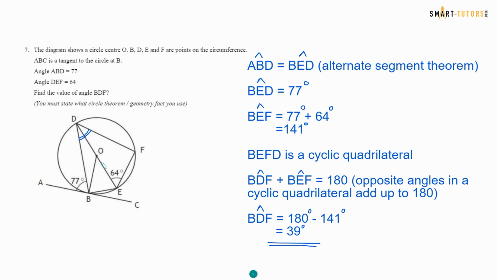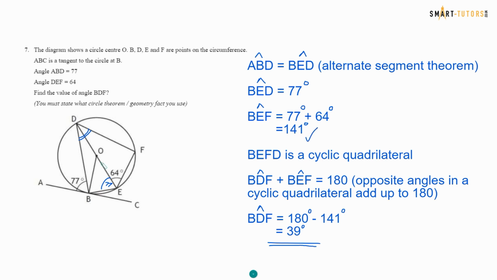Why? It's the alternate segment theorem. The alternate segment theorem means you have the chord and the tangent, so this angle is equal to the angle inside the opposite alternate segment. So this is 77. BEF is 77 plus 64, which is 141.